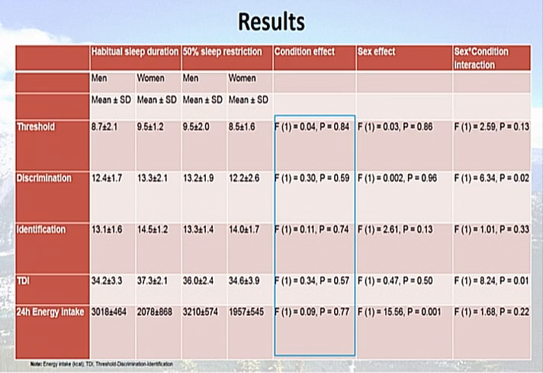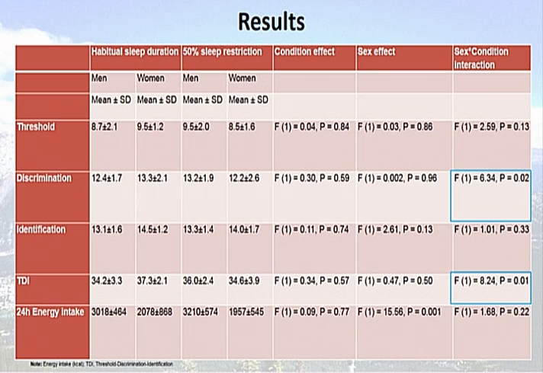If we look at condition effect first, there were no significant condition effects for any of our outcomes. When looking at sex effect, there was only a significant difference between men and women for 24-hour energy intake, which you would expect to see in these trials. Men generally eat more than women. Very interesting is that we noted a significant sex by condition interaction for the odor discrimination and TDI scores. This translated into a significant increase in odor scores in men following sleep restriction compared to control, whereas women saw a decrease in their odor scores following sleep restriction compared to control.